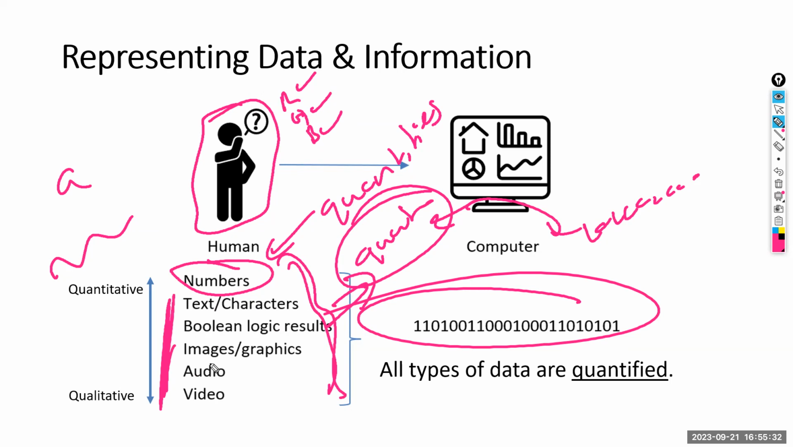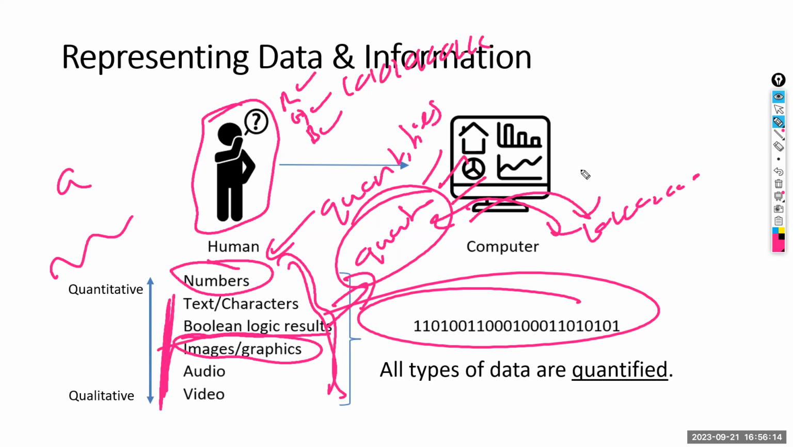Your numbers are converted to binary numbers. Each and every character is given a number: A is this number, B is that number. Of course, Boolean logic can be easily quantified. Maybe true is 1, false is 0. Even an image, with the help of colors and so on, we can convert to a number. How to do that, we'll look at in our topic 3. But here what you have to understand is that for a computer, everything is a quantity, even quality, which is quality for us. And that quantity is not in base 10 as we humans use it. It is in base 2.